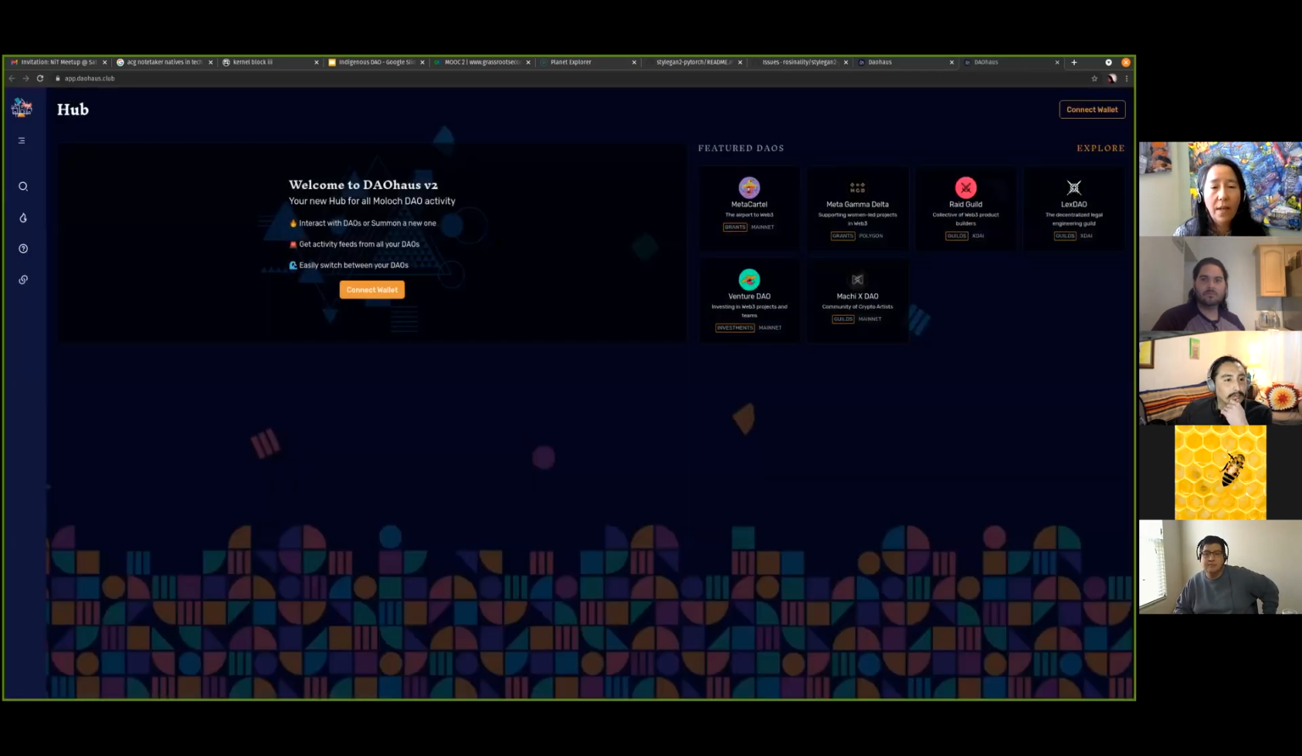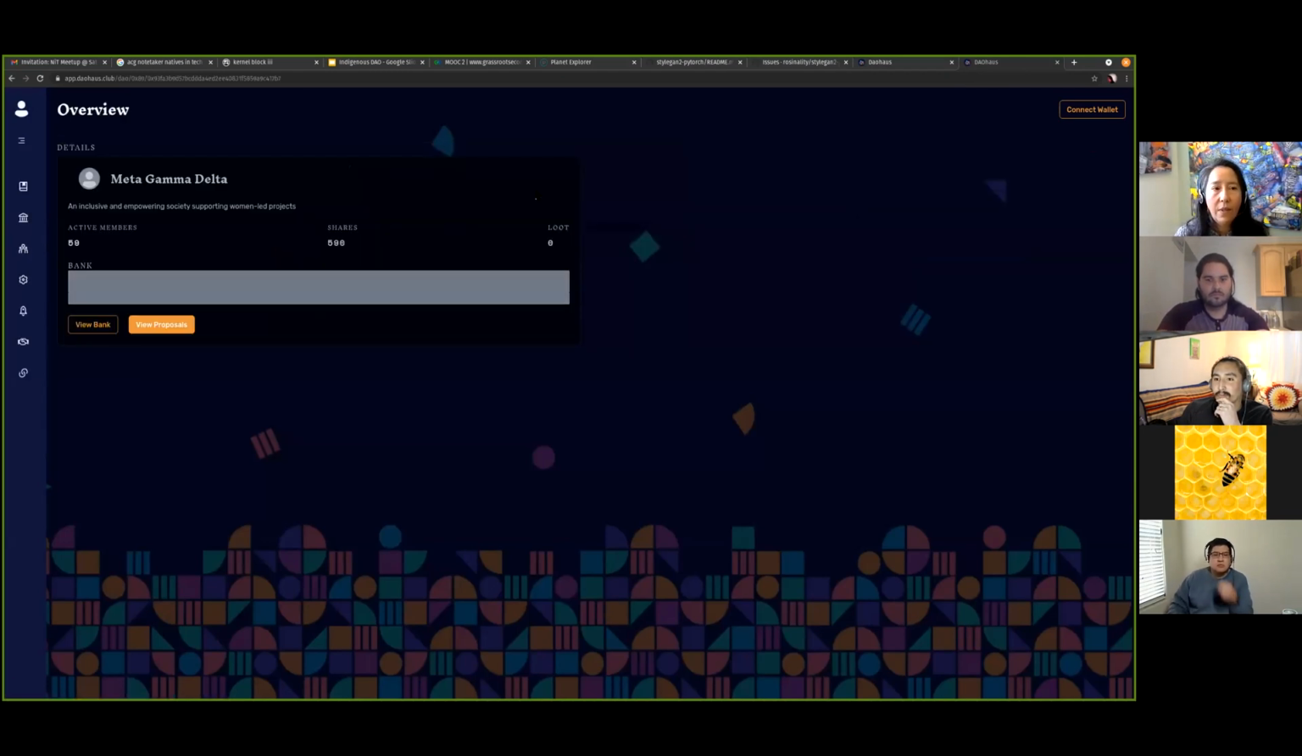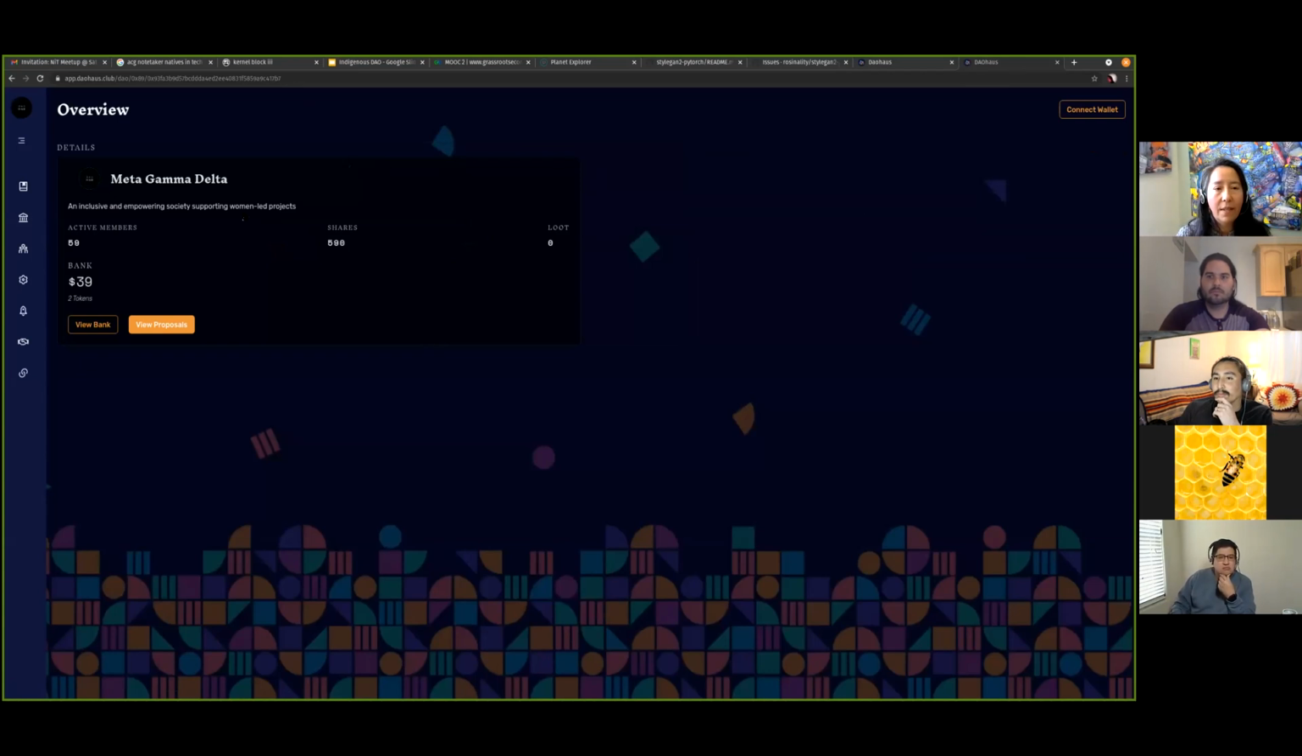Okay, so I mentioned the Moloch DAO. That's a specific type of smart contract that they built. And basically these are the different DAOs that are using this smart contract and this platform called DAOhaus. And so this is Meta Gamma Delta. This is the one that I was mentioning that I'm part of that supports women-led projects.